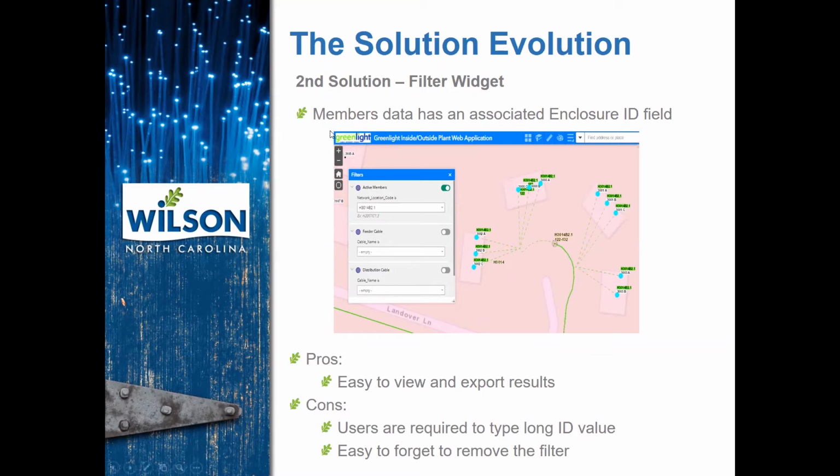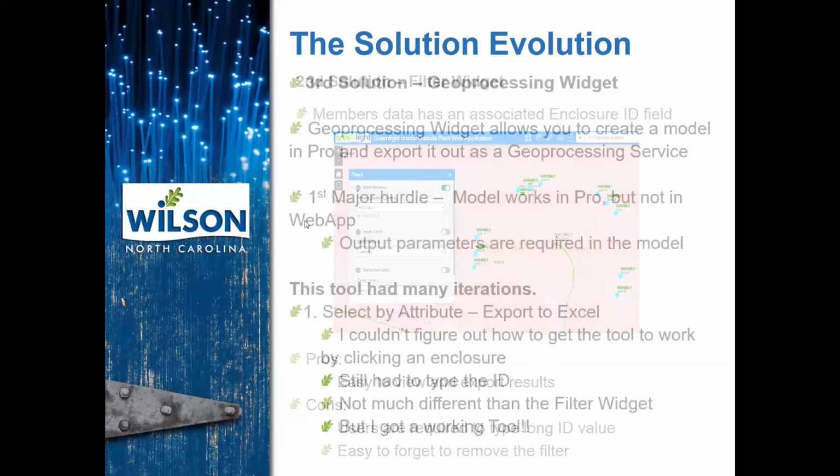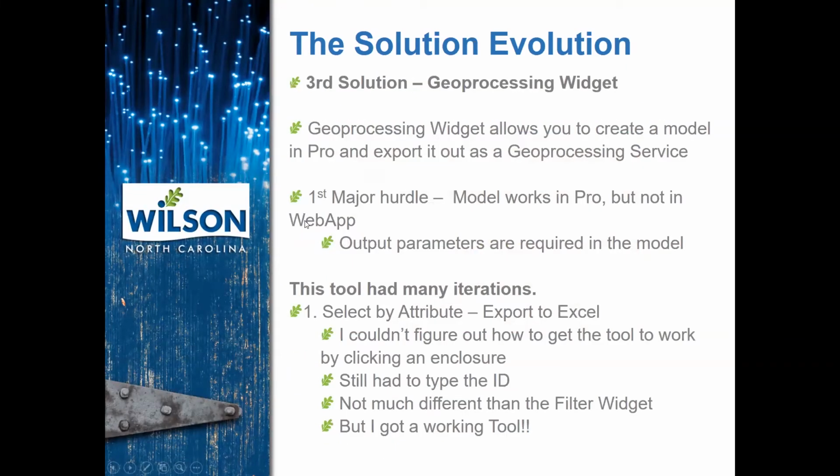So they liked it. It was easy to view and export the points out, but they had to manually type in this value. And when they turned on the filter, they would close it, zoom somewhere else, and then forget to turn the filter off. So they're like, this is kind of aggravating. Can we still do something else? So that's when I started researching, how do I get model functionality in Web App Builder?